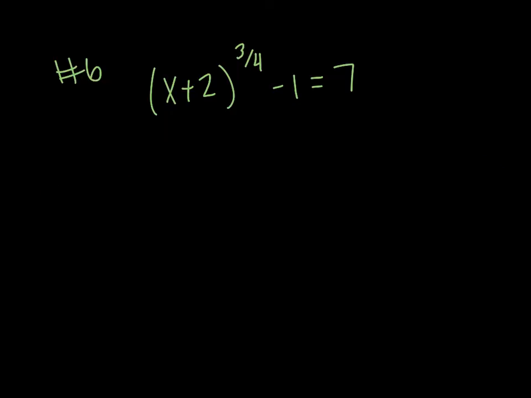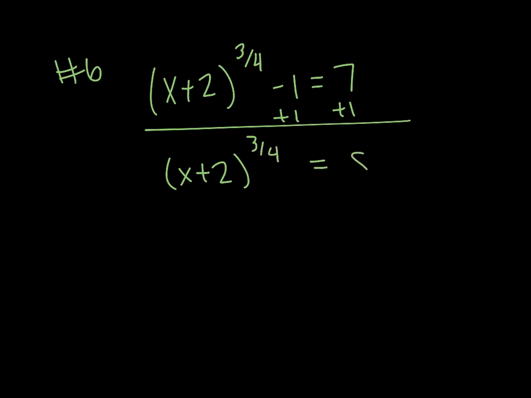For number 6, we're still trying to solve for x, so we still need to isolate the part that is raised to the power. We're just going to use radicals to undo the power in this case. So there's no radical we have to undo here, but we are going to use that to get to our solution. So if we're trying to get the x plus 2 to the 3/4 by itself, the first thing I'm going to do is add the 1 over, so nothing crazy there. So we'll still have x plus 2 to the 3/4 power equals 8.